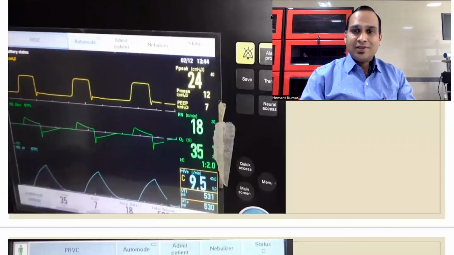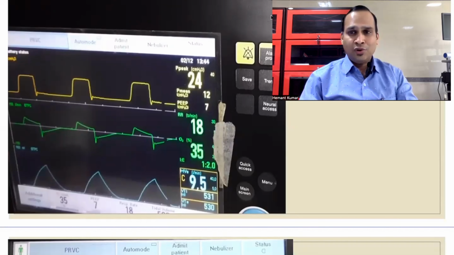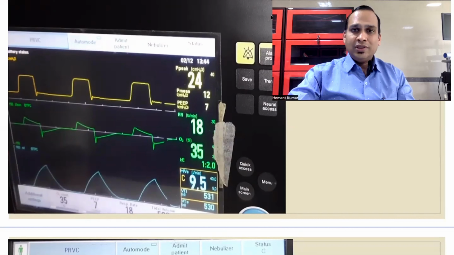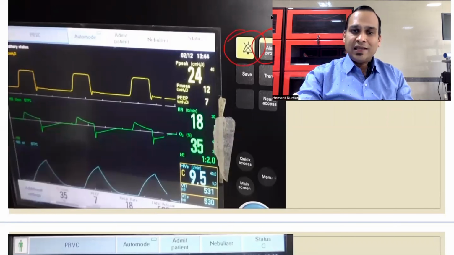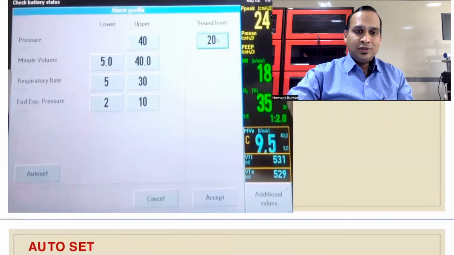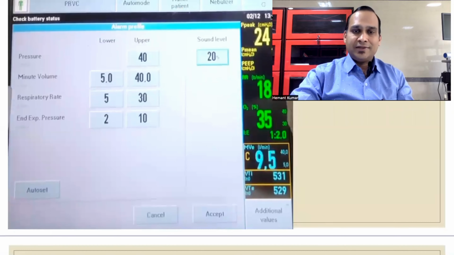Alarms are the most commonly ignored thing. We should not forget to set them in a patient, because at times it may be life saving, especially at night. In this Mackey ventilator, there are two buttons. One is the alarm profile and another is the alarm picture. Once we press this alarm profile, the screen will open like this.